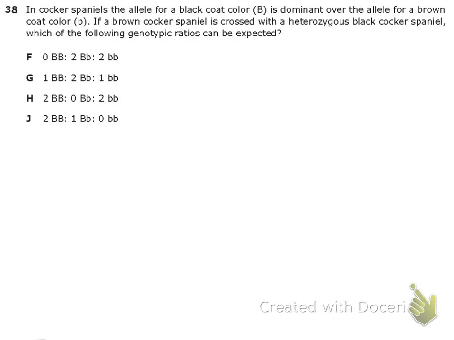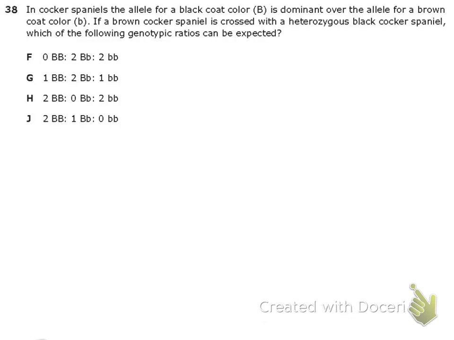Number 38 states, in Cocker Spaniels, the allele for a black coat color, big B, is dominant over the allele for a brown coat color, little b. If a brown Cocker Spaniel is crossed with a heterozygous black Cocker Spaniel, which of the following genotypic ratios can be expected? So what this is making us do is think back to Punnett squares.